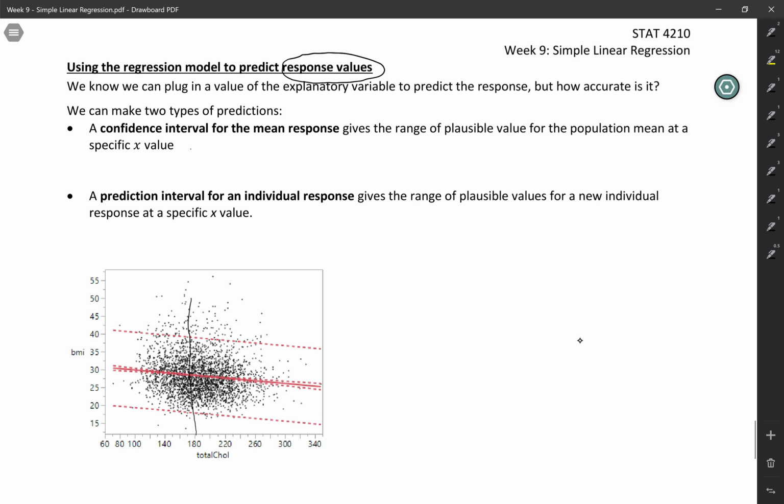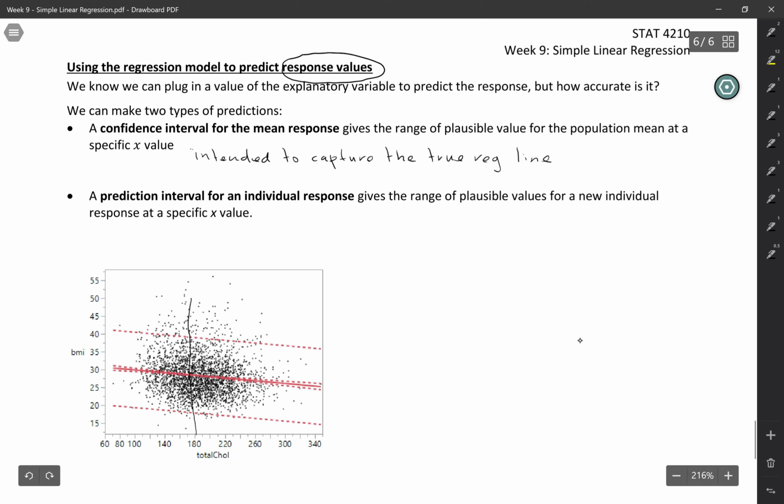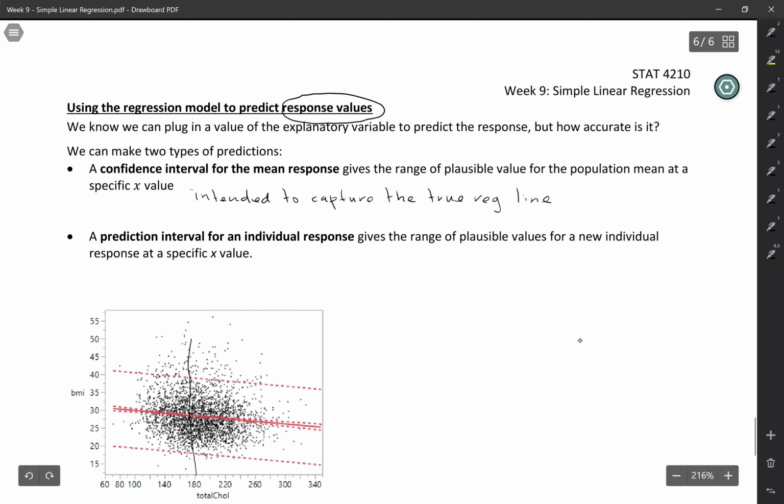Another way of saying this is that the confidence interval is intended to capture the true regression line, because that's really what the regression line is telling you: what value would we expect for each particular x? What value of the response would we expect for each value of the explanatory? So a confidence interval is intended to capture the mean.